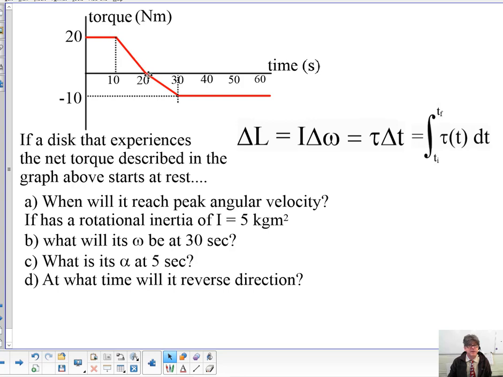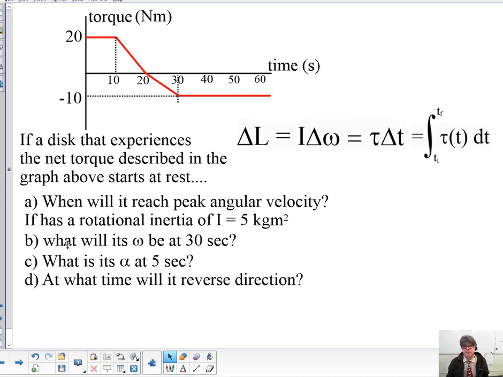And then right here at 20 seconds is the moment when the torque becomes negative and starts to slow it down. It increasingly slows it down, and then we get to a steady value from there on out. So the peak angular velocity will occur right at that point where it transitions from positive torque to negative torque. So the answer to this is 20 seconds.